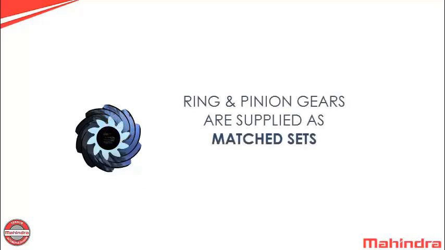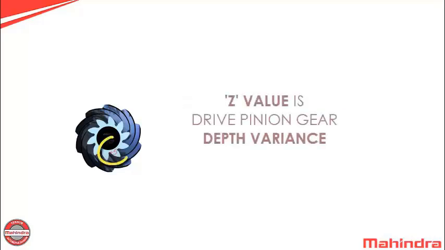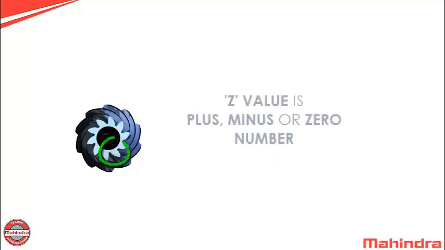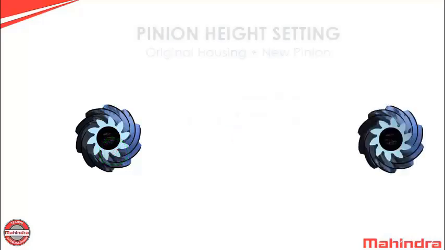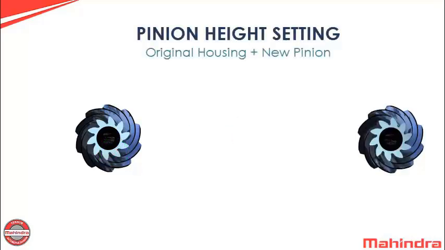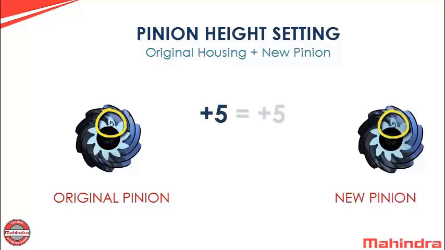We know that the ring and pinion gears are supplied as matched sets. Z value is drive pinion gear's depth variance. Z value is plus, minus or 0 number showing depth variation from standard depth setting 0. If we get Z value as plus 5 on original pinion head and we check and get the same Z value as plus 5 on the new pinion, then we can replace the pinion directly without any shim adjustment.